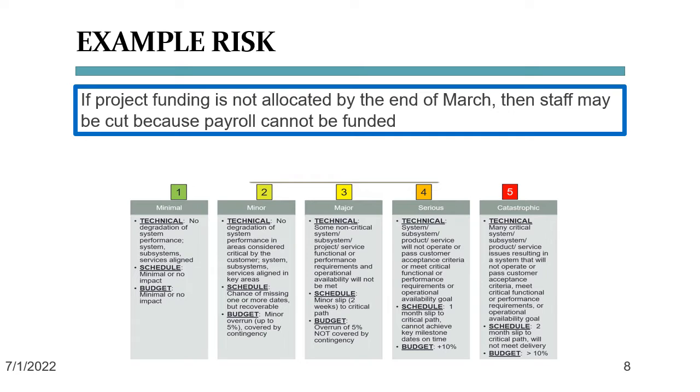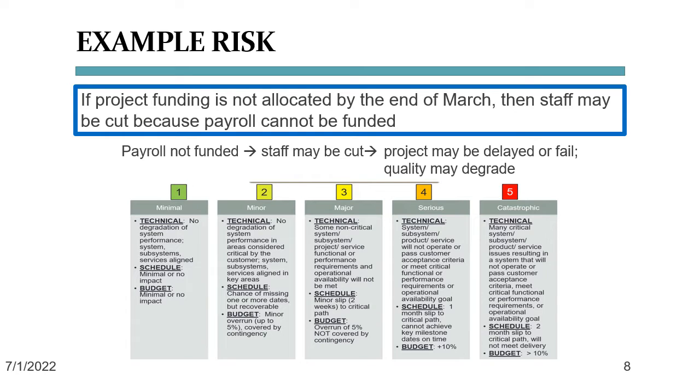Let's go back to our example risk. Let's do the same thing as we did before and use the taxonomy to help us figure out what the impact value should be. If payroll cannot be funded and staff is cut, well, fewer people means that our work will slow down significantly. And if the most important technical people are being cut from the project, we may not be able to complete the project at all, so it may fail, or the quality of the work may degrade because we may need to find people internally who can finish the work. Oof, that's pretty serious, wouldn't you say?